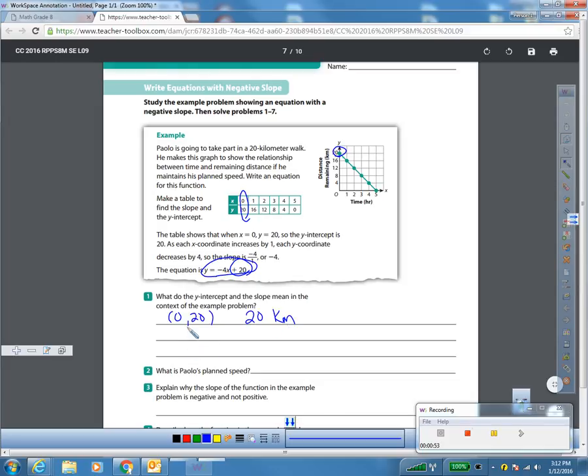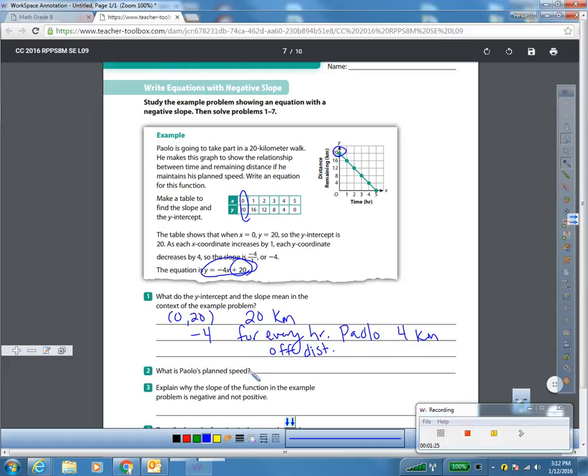And then the slope of -4 would mean that for every hour, Paolo is taking 4 kilometers off of his remaining distance. So 4 kilometers off the remaining distance, and I'll abbreviate here.